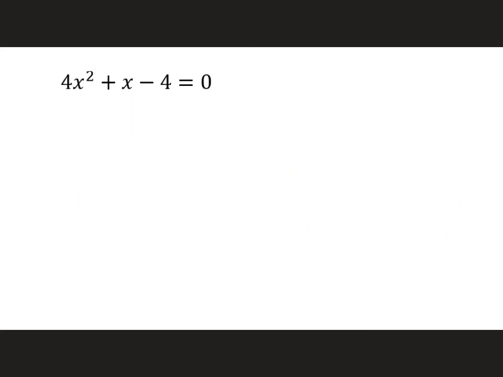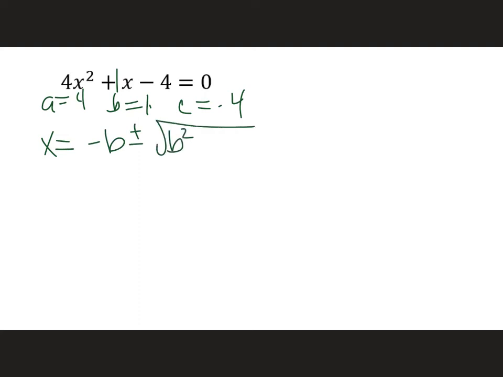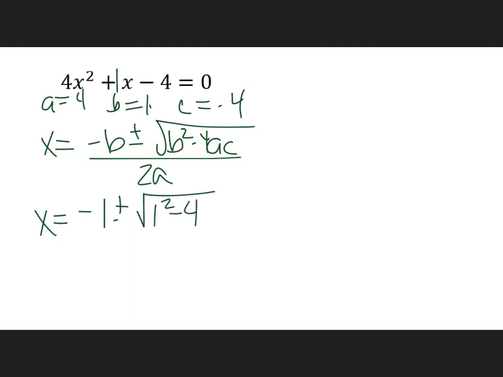Alright, so on this one, already set equal to 0. I can see my A is 4, my B is 1, because there's a coefficient of 1 there, understood, and C is negative 4. So we would say x equals negative B plus or minus the square root of B squared minus 4AC all over 2A. And then it would be negative 1 plus or minus 1 squared minus 4 times negative 4. It's a lot of 4s. So 4 for the A, negative 4 for C, all over 2 times 4.